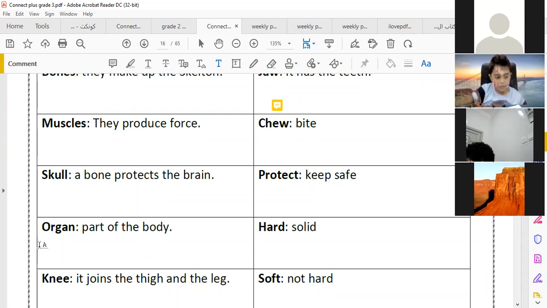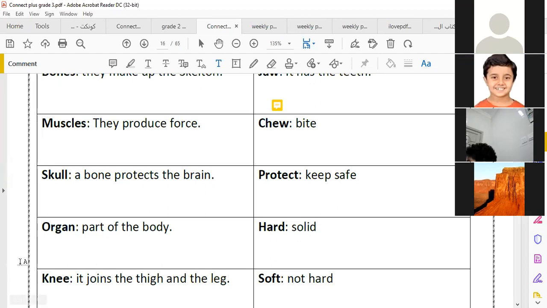Wait a minute, students, please. Yes, what do you want? Yes, you can go to the bathroom. Repeat after me, students, now. Organ. Students, please. You repeat after me.